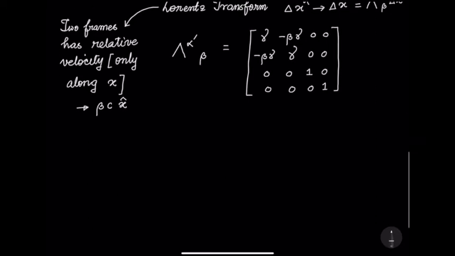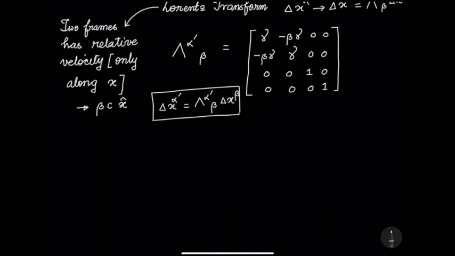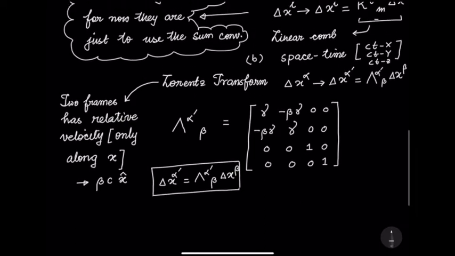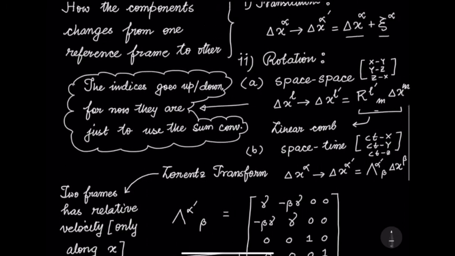Okay, so this is the Lorentz transformation matrix, and let me still write here again what I mean by this transformation. So delta x alpha prime is lambda alpha prime beta delta x beta. And the linear combination is quite visibly seen here. This is about what type of vectors we are talking about here.